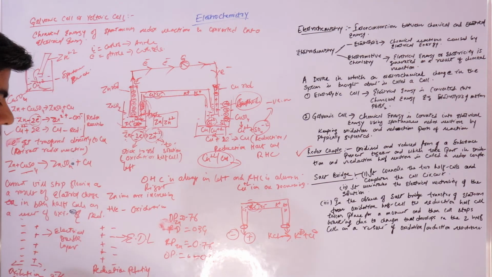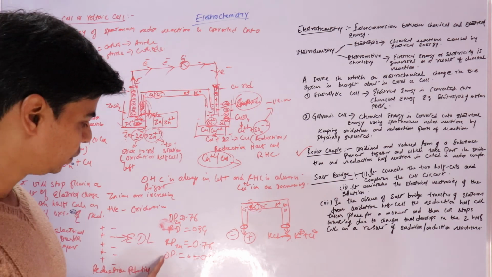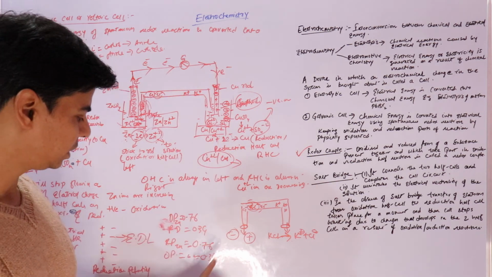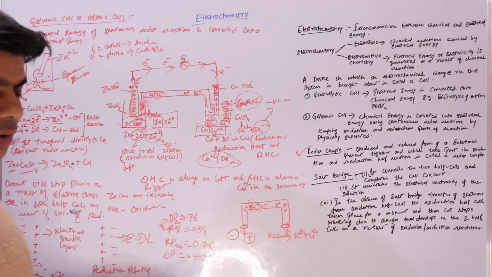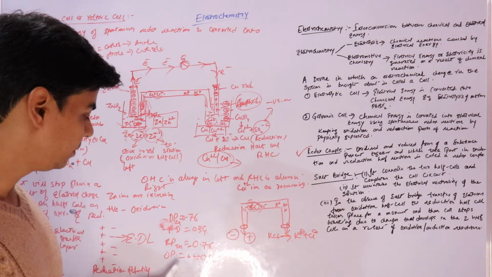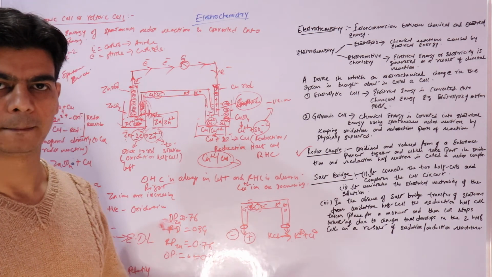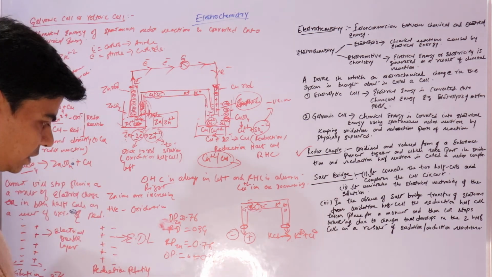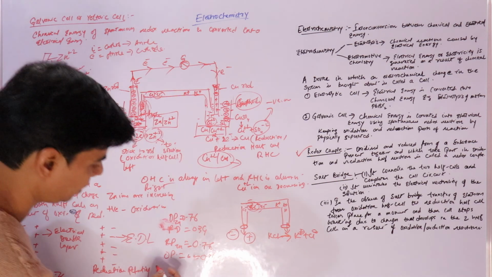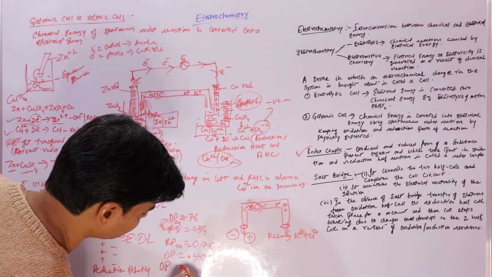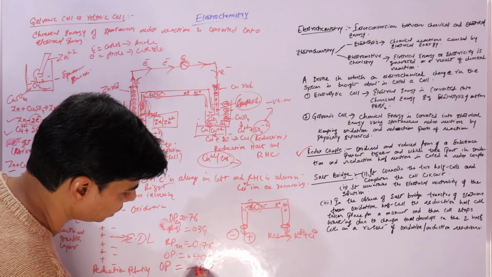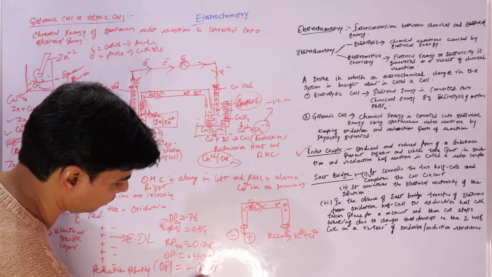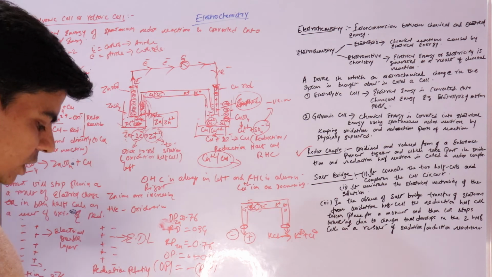The potential to get oxidized for copper is very low, it's a negative quantity, right? So oxidation potential is always equal in magnitude but opposite in sign to the reduction potential. This is how these two are related.